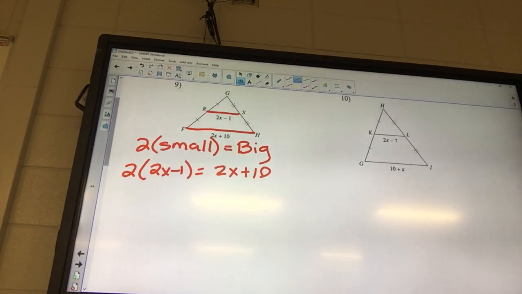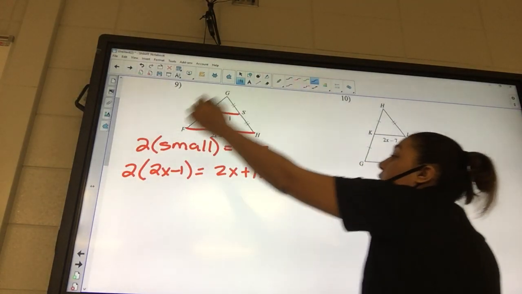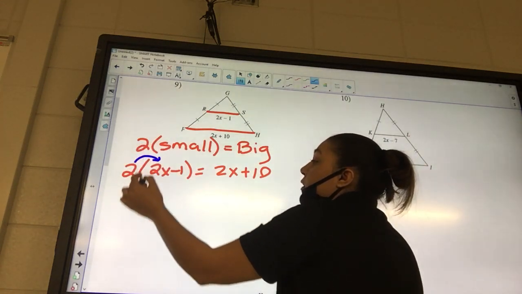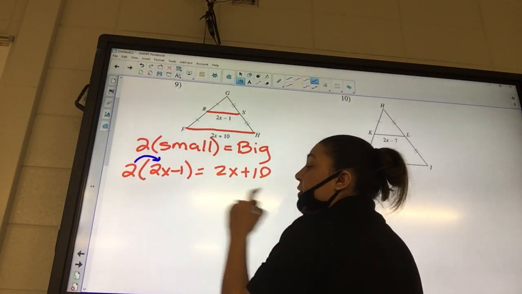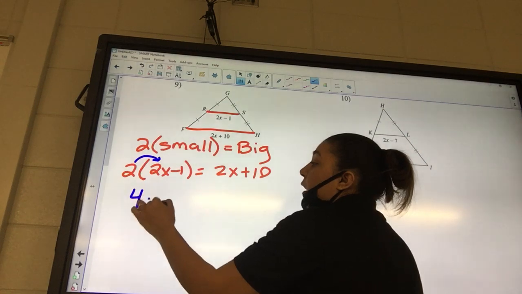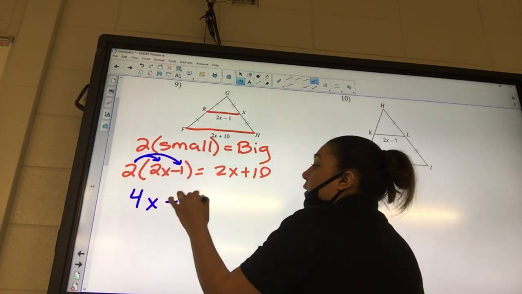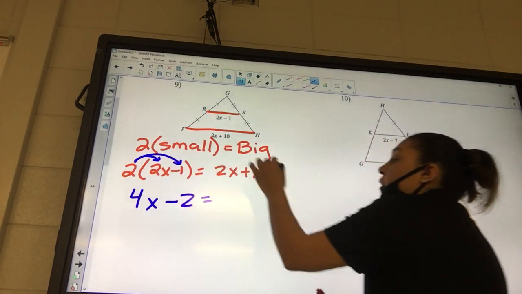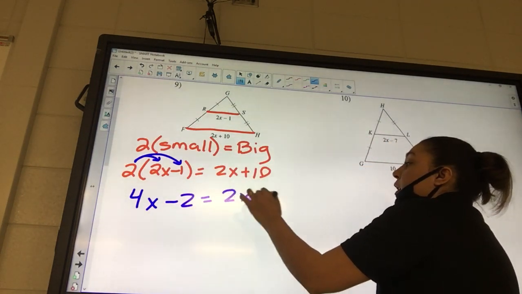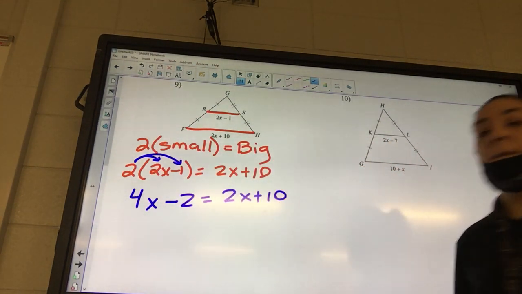Okay, so our very first step is going to be to distribute. So 2 times 2x. Wouldn't that be 4x? 4x. 2 times negative 1. Negative 2. And over here, nothing's going to change. So 2x plus 10.